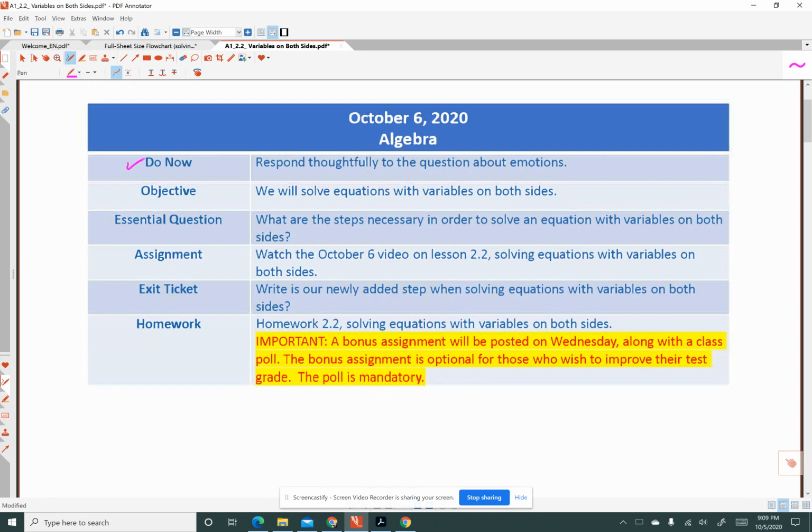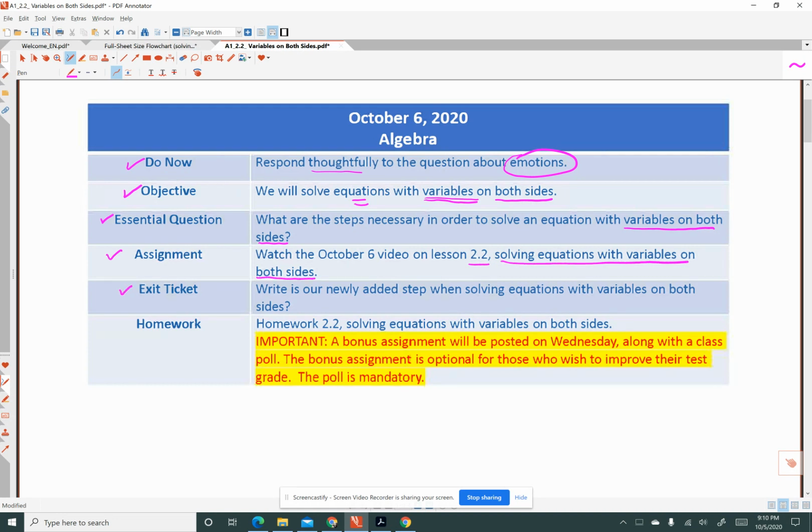Our Do Now asks us to respond thoughtfully to a question about emotions, so you want to think carefully about that. Our objective will be to solve equations with variables on both sides of the equal sign. They are equations, so we'll have an equal sign, but we will have variables on both sides. Our essential question today is, what are the steps necessary in order to solve an equation with variables on both sides? And our assignment will be to watch the October 6th video while we do lesson 2.2, solving equations with variables on both sides.